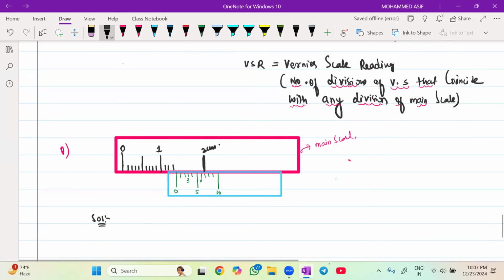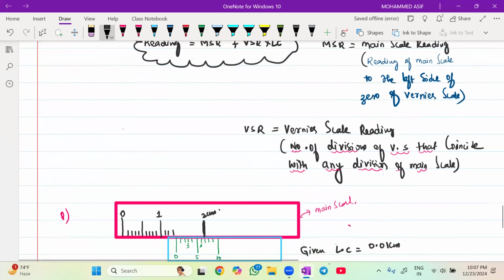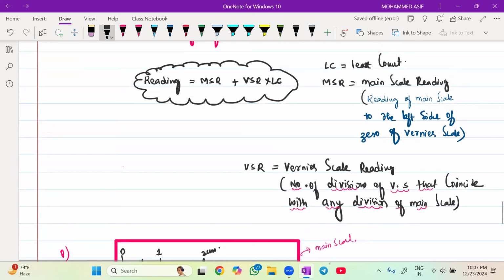What is the reading of this one? I have given you the problem. Given least count is equal to 0.01 centimeters. This is given. I need the reading. Anyone? Reading is equal to, carefully, MSR plus VSR multiplied by least count. What do you mean by MSR? Anyone? MSR is nothing but reading of main scale to the left side of the zero of Vernier.